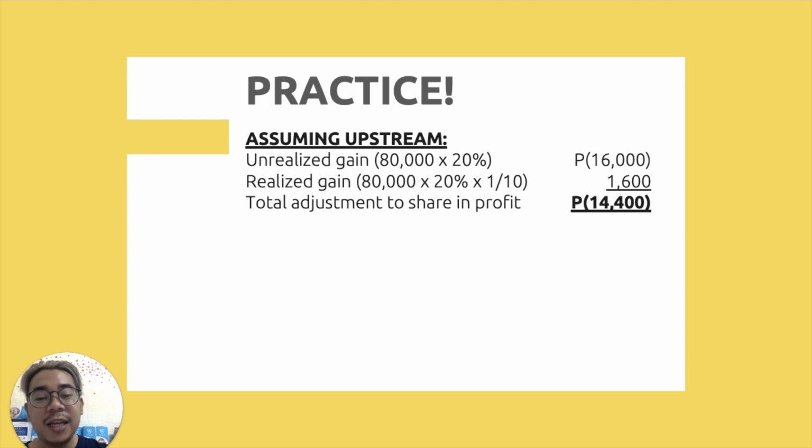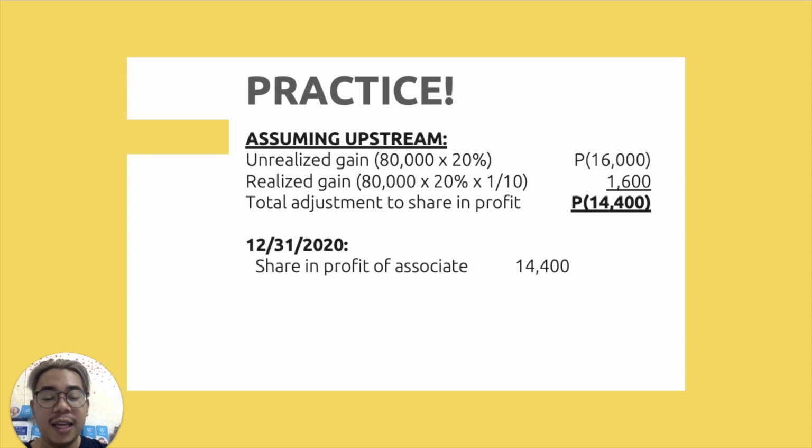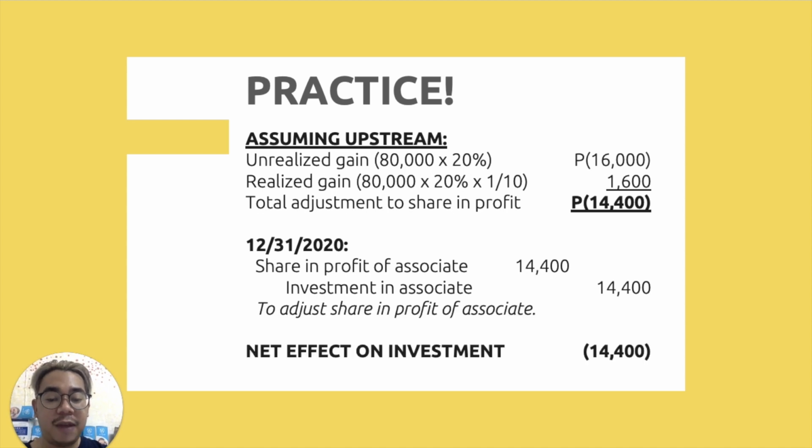So, ang entry medyo iba kasi wala ka namang ni-record na gain on sale. So, ang entry mo ay debit share in profit, 14,400, at credit investment in associate, 14,400. Take note that the net effect on investment is also 14,400. So same ang net effect niya kapag downstream or upstream. The only difference is yung sa mga journal entries.